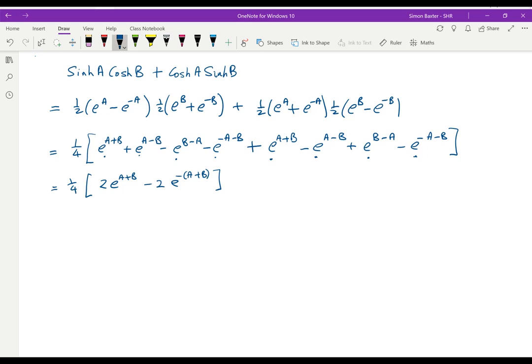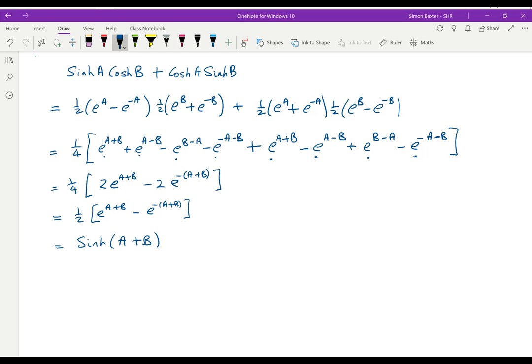Now if I cancel the 2, I get a half e to the a plus b minus e to the minus of a plus b, and that is just sinh of a plus b. It is what we would like it to be.